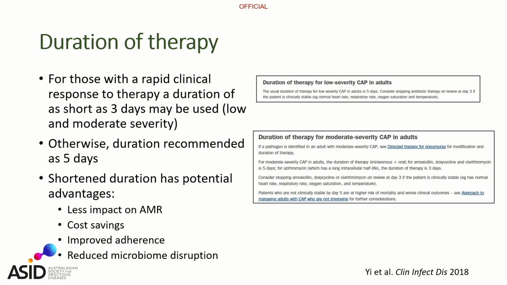So with this data, there is now a recommendation for patients with low and moderate severity community-acquired pneumonia that if they have had that rapid clinical response, which is normalisation of all their clinical observations, a duration of as short as 3 days of therapy can be used. Otherwise, the duration recommended is 5 days of therapy. Again, that's a minimum duration. It depends on clinical stability and also whether the patient has complications of pneumonia, maybe a pathogen that requires a longer duration of therapy. Obviously, this shortened duration has impacts both for the individual but also for the healthcare systems.